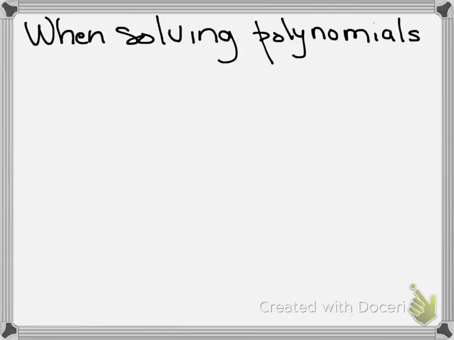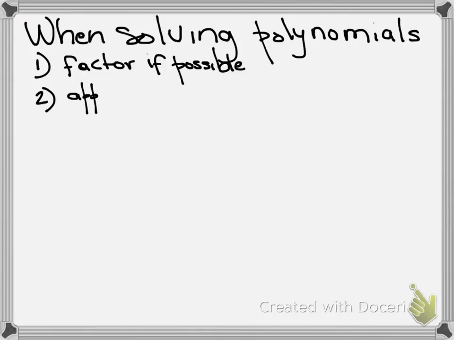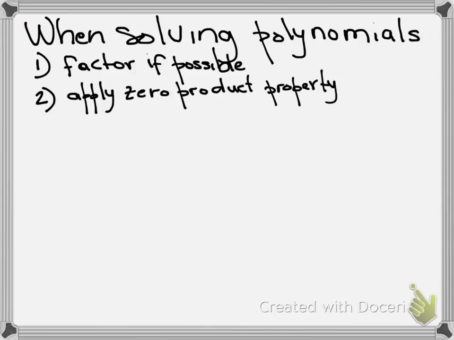So the steps are as follows. Step 1. You factor the polynomial if possible. Factor it, and make sure it equals 0. Of course, you set the equation of the polynomial equal to 0. You factor it. Then you apply the zero product property. Remember, once you have factored and you have the linear factors in quadratics, we set each linear factor equal to 0.